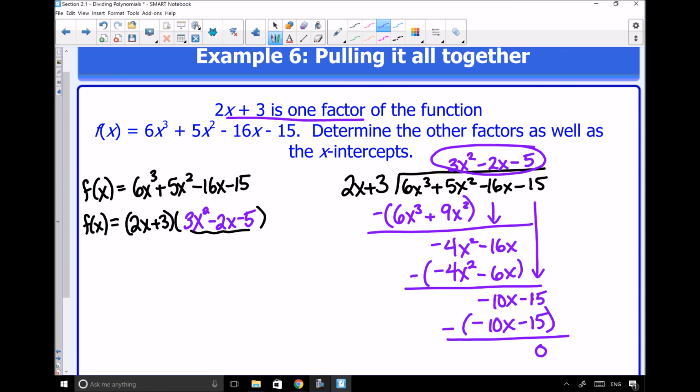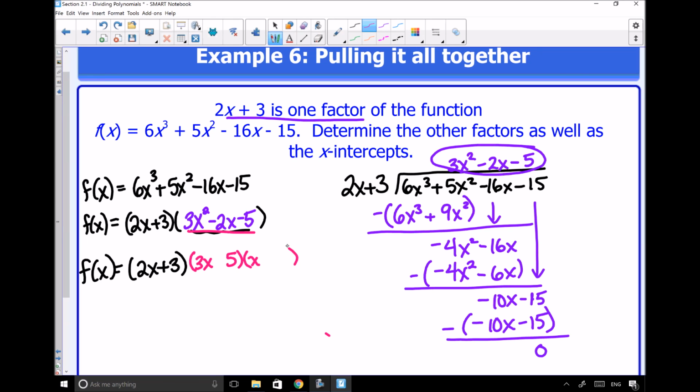Okay, so now that I've done that, I can keep going and I can keep doing some more division. However, the rest of this should be pretty easy for me. Now that I know that f of x equals 2x plus 3 times 3x squared minus 2x minus 5, I can go ahead and factor this expression right here. And I know that the first term should multiply out to give me 3x squared. So if I multiply 3x by x, I get 3x squared, okay? And I also know that my last terms should multiply together to give me negative 5. So I'm just going to guess and check until it works for me.